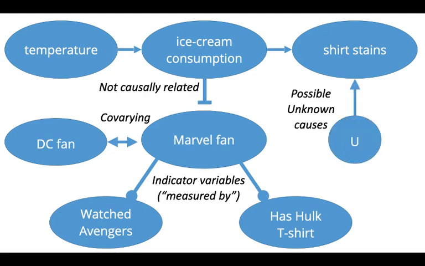And finally, sometimes you'll see a node with U labeled on it. And usually that means there are possible unknown causes, stuff we haven't thought about yet that might affect things. And they might affect multiple bits of these things. So in this case, we're saying, okay, we think that there's no direct causal relationship between ice cream consumption and being a Marvel fan. But there might be some unknown thing that affects shirt stains and being a Marvel fan that we're not sure about, but we might want to take into account.